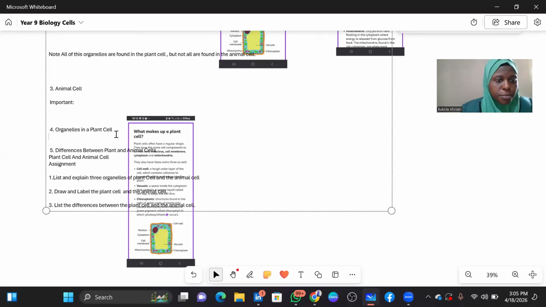So the first difference between the plant cell and the animal cell, like I said, note, the plant cell contains all organelles that are found in the animal cell, but the animal cell does not have all organelles found in the plant cell, and those are the differences between the plant cell and the animal cell.